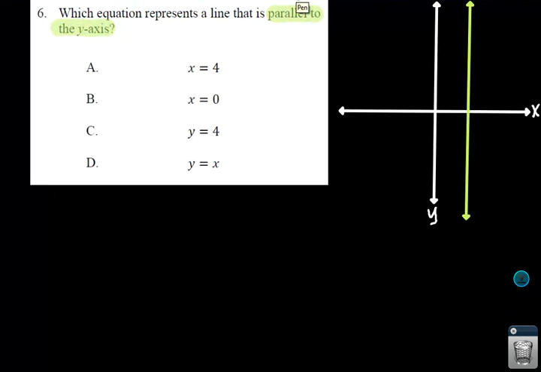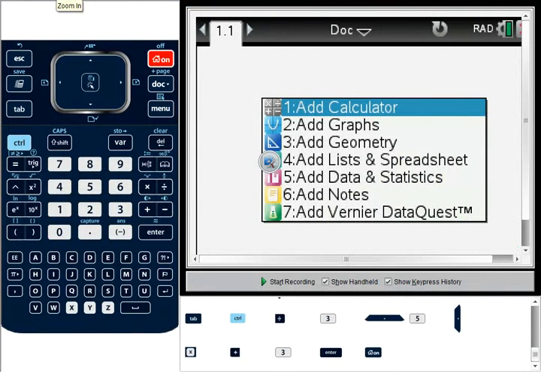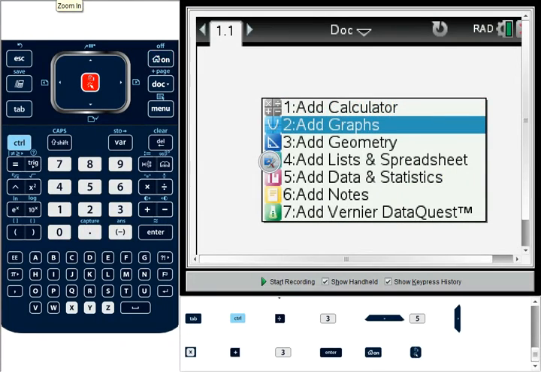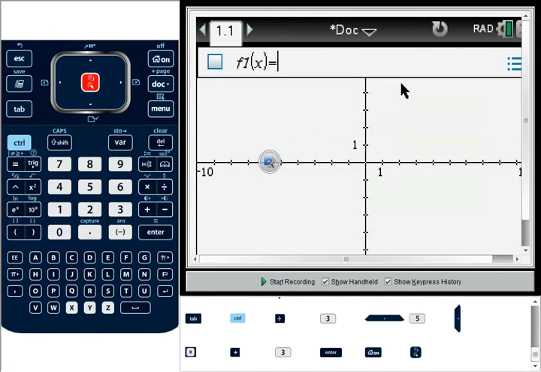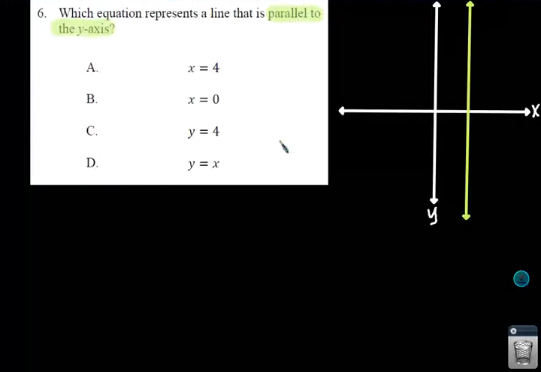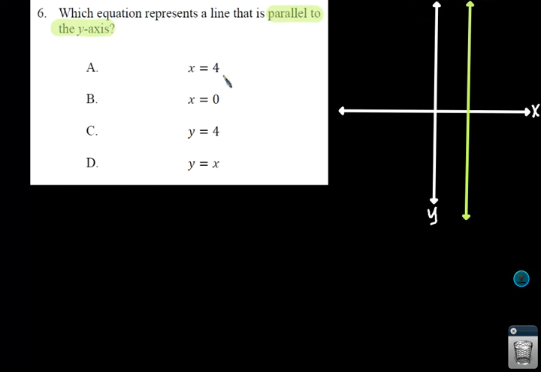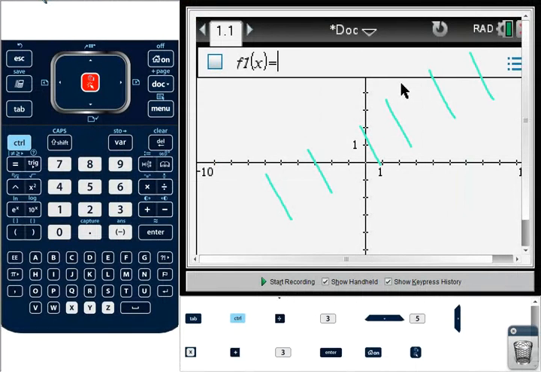So let's take a look at this in our calculator. I'm going to start a new page for graphs, and I'm going to enter the equations that were given as answer choices. So we have x equals 4, x equals 0, y equals 4, and y equals x. So x equals 4. Right now I'm in a function, and x equals equations are not functions, so I'm not going to be able to enter that like this.